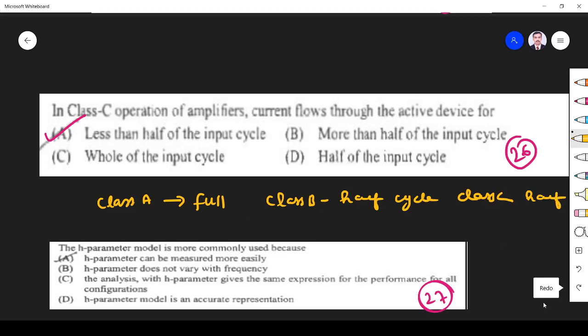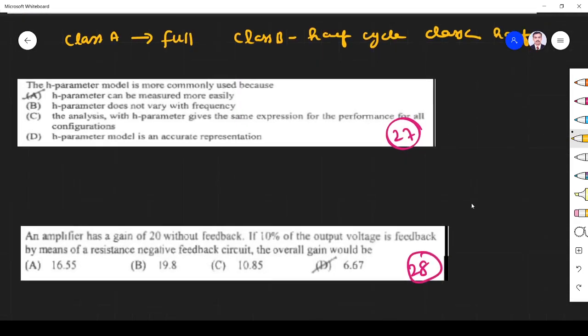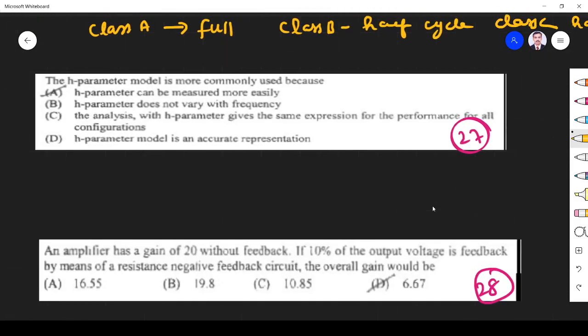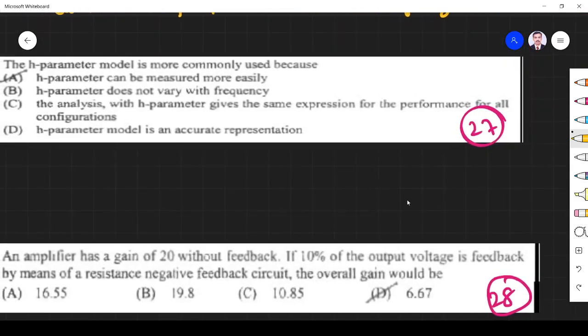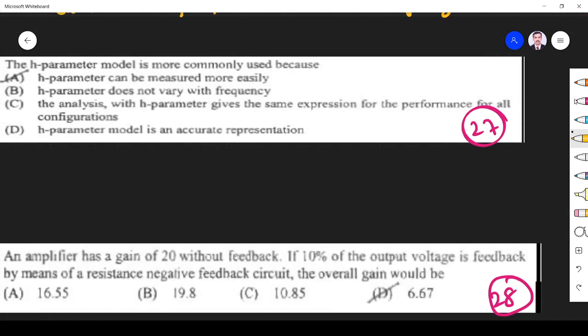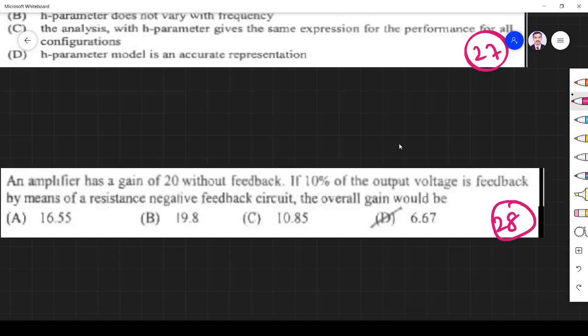Next question. H parameter is more commonly used because H parameter is easy to calculate. That is the biggest advantage. "H parameter doesn't vary with frequency" is not a correct answer. "H parameter is an accurate representation" is also wrong. The main advantage of H parameter is that we can measure it more easily.